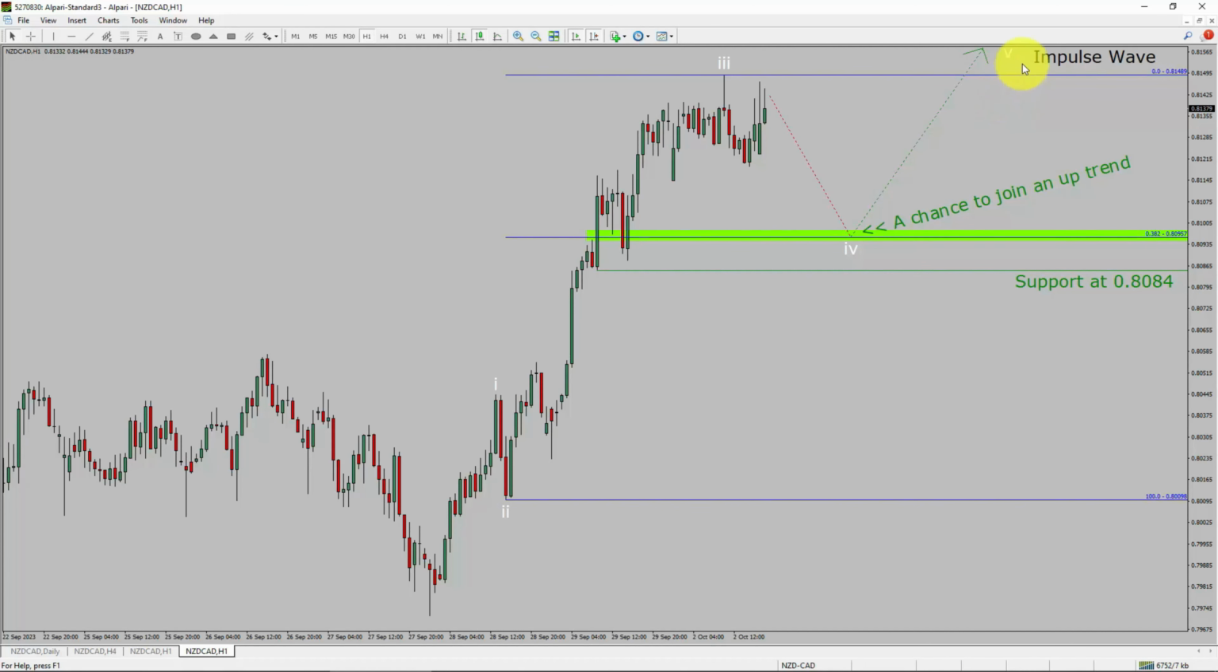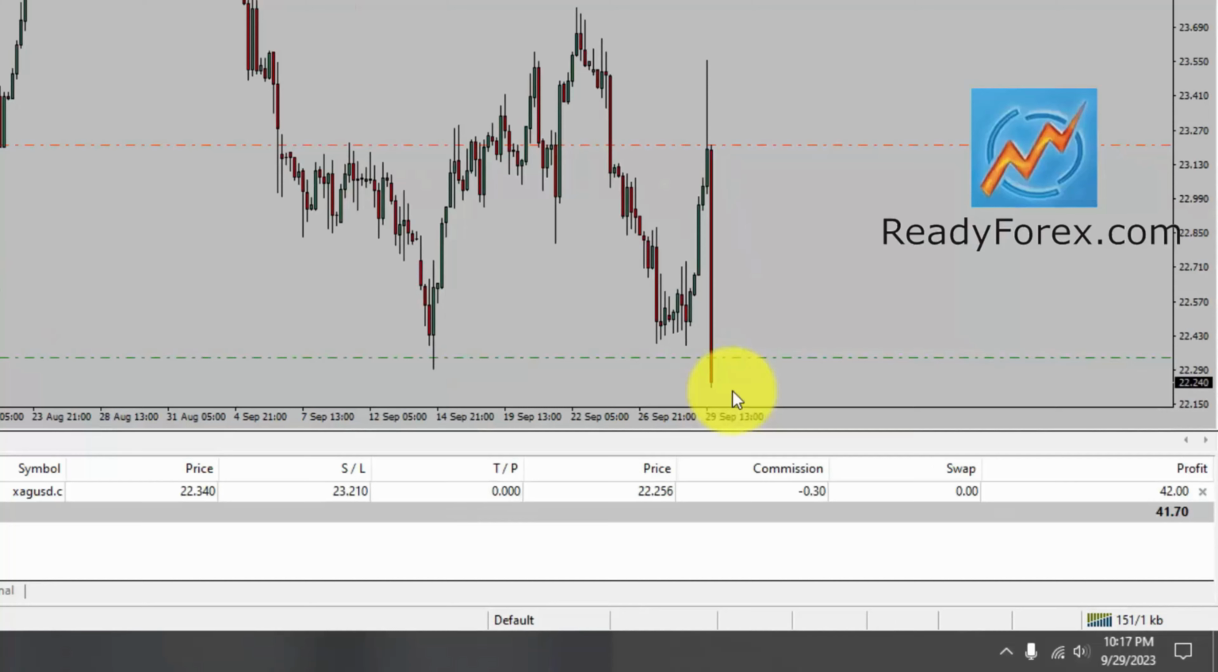Hello traders, today is Friday, September 29th, 2023. Currently, I am holding a sell trade in spot silver. Right now, spot silver is falling down. The Elliott Wave trading strategy works with multiple currency pairs and trading instruments. And right now, I am holding a sell in spot silver.